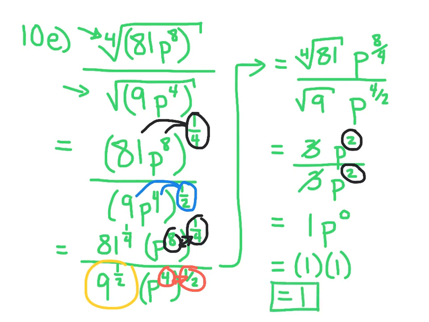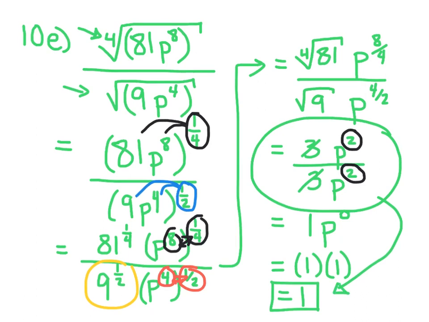I mean, it's pretty recognizable, this step right here. 3p squared divided by itself. Anything divided by itself is 1. So, I mean, I'm okay with you jumping right up to there. But that's your final answer.